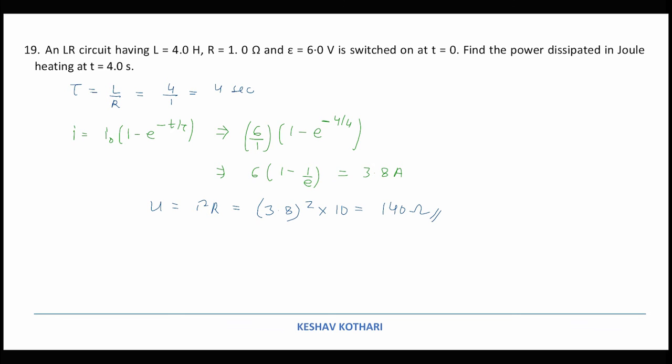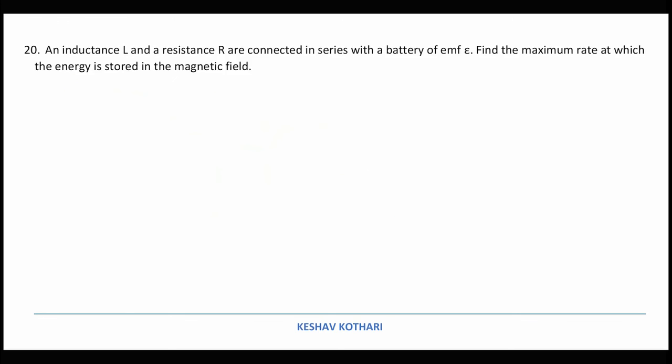Let us deal with the next problem. An inductance L and a resistance R are connected in series with a battery of EMF E. Find the maximum rate at which the energy is stored in the magnetic field.